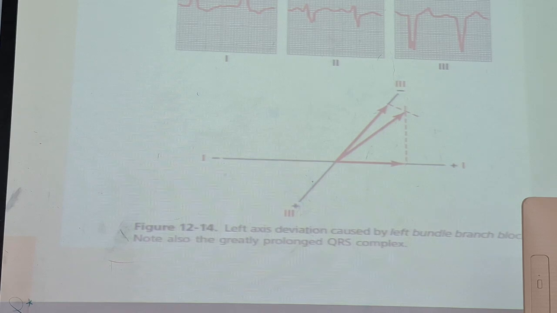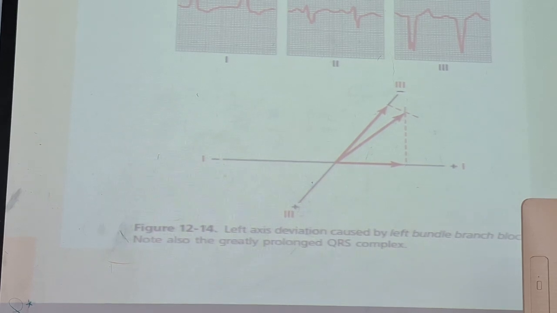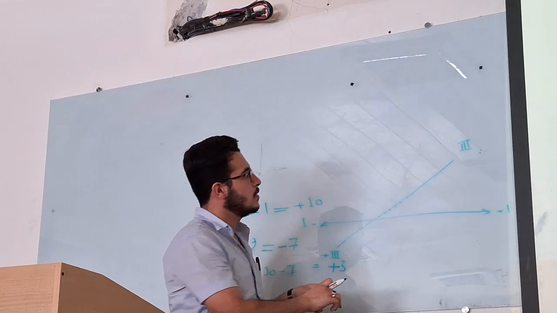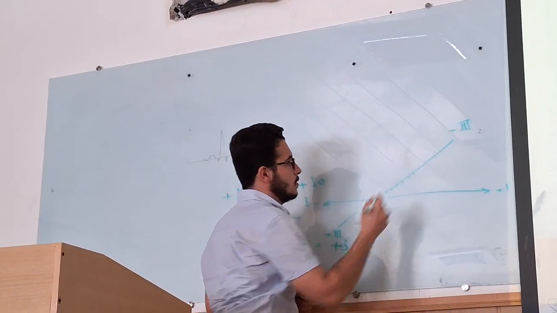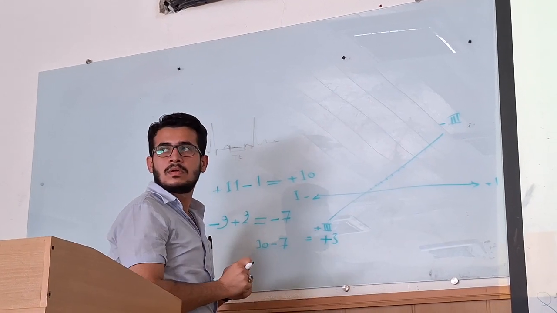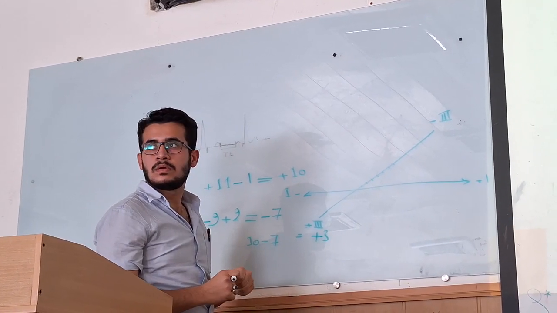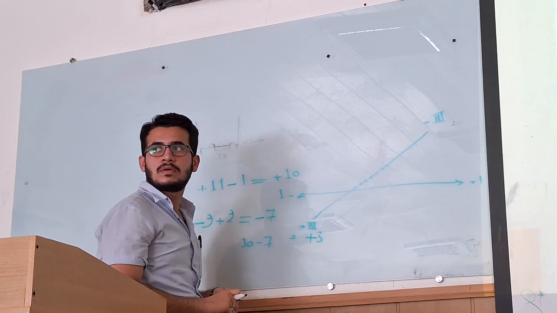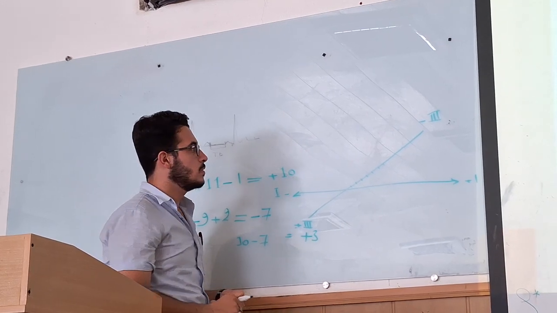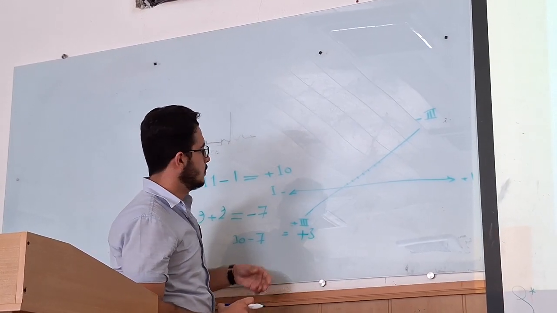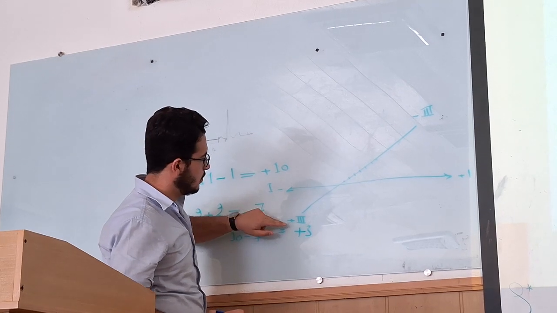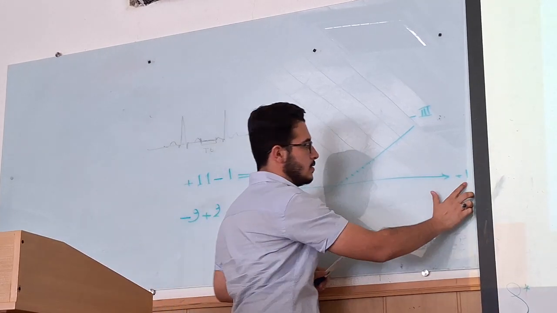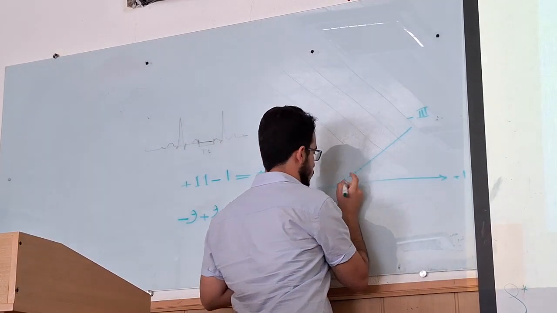Doctor, should we do the positive for the positive, right? Where is the positive end of unit 1? Now, you see the net deflection in unit 1 is plus 10. Where is the positive end of unit 1? That's one, on the right. So, positive 10.